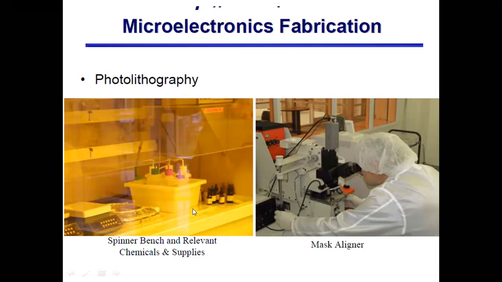This is the laminar flow bench, where you could perform the photolithography. And here you could see the photoresist, small beakers, big beakers, and hot plates. So normally, first what you have to do, you have to clean your wafer.